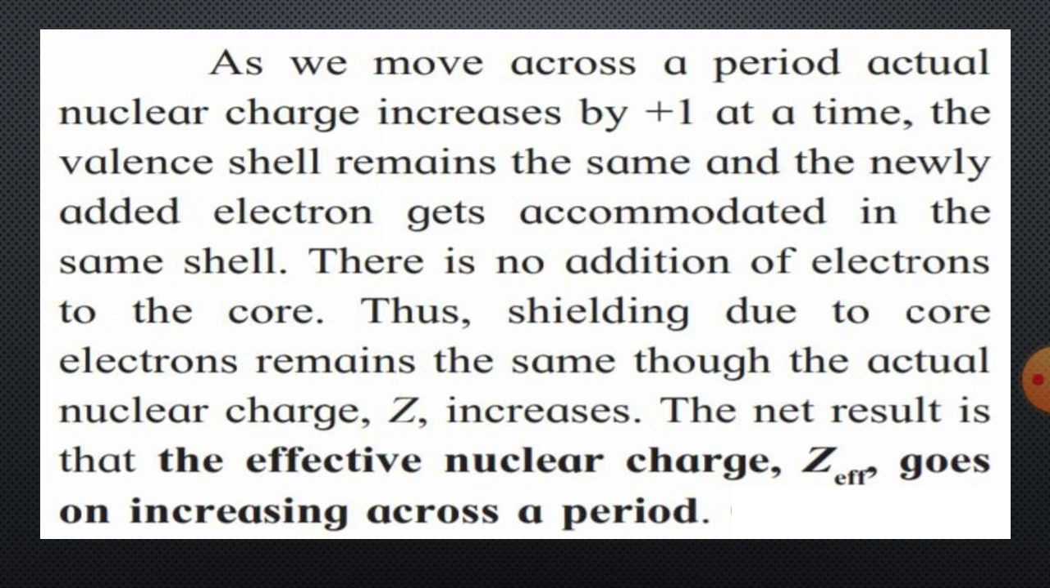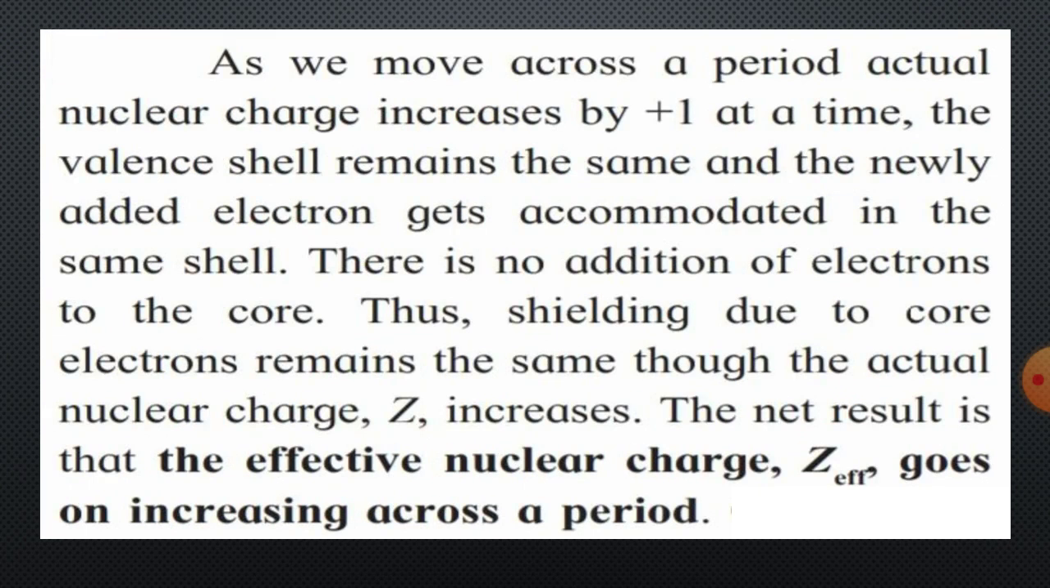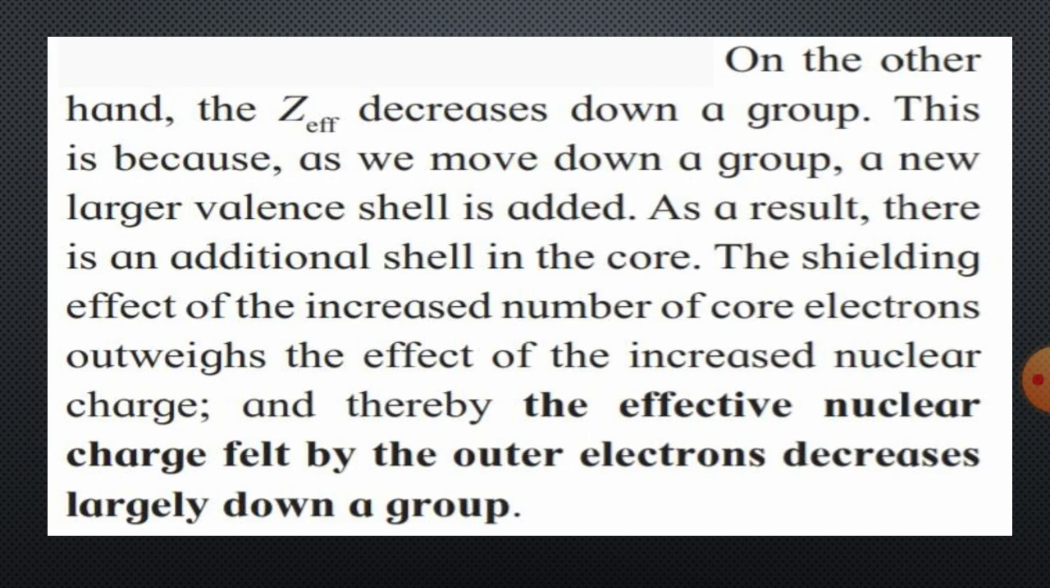As nuclear charge is increasing, the valence shell will remain the same. The net result is that effective nuclear charge goes on increasing across the period. Across the period, what is happening, students? Yes, your valence shell will remain the same. Nuclear charge is increasing by 1. So, your effective nuclear charge will also be increasing. On the other hand, your effective nuclear charge decreases down the group.